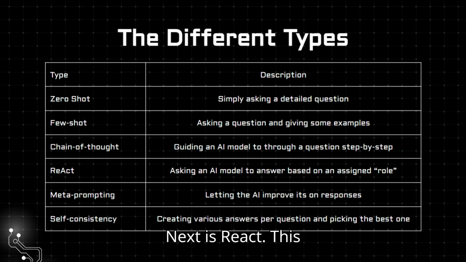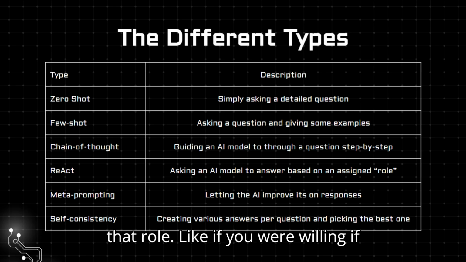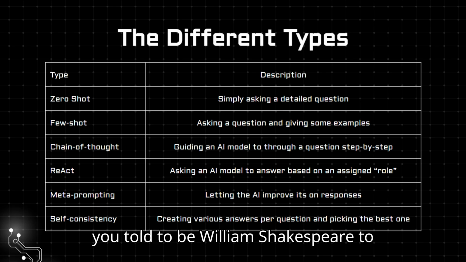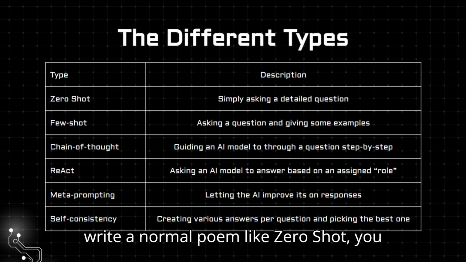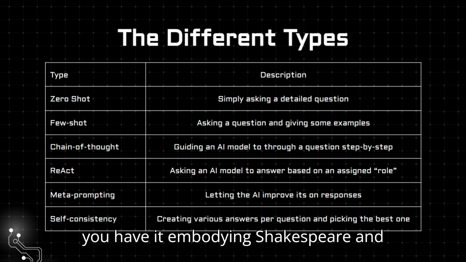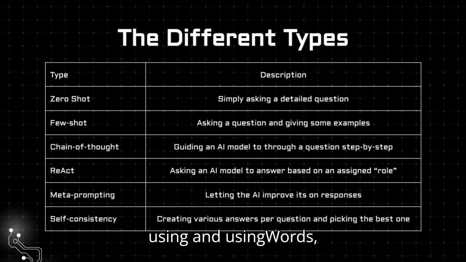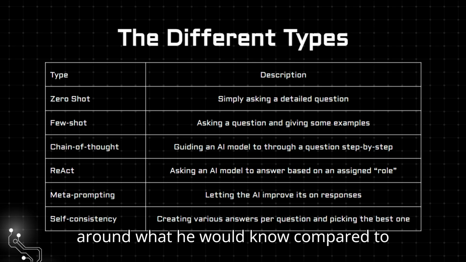Next is ReAct. This combines reasoning and an action. It effectively embodies a role and then reasons with the knowledge that fits in that role. Like if you told it to be William Shakespeare to write a poem, compared to if you were to write a normal poem like zero shot, you would get two different results. In one, you have it embodying Shakespeare and using words, terminology, and knowledge from around what he would know, compared to just in general.